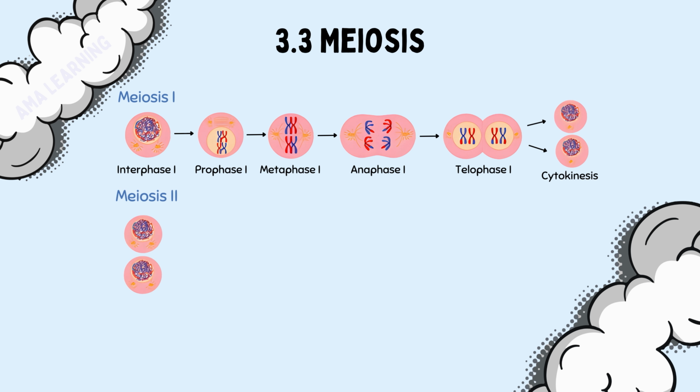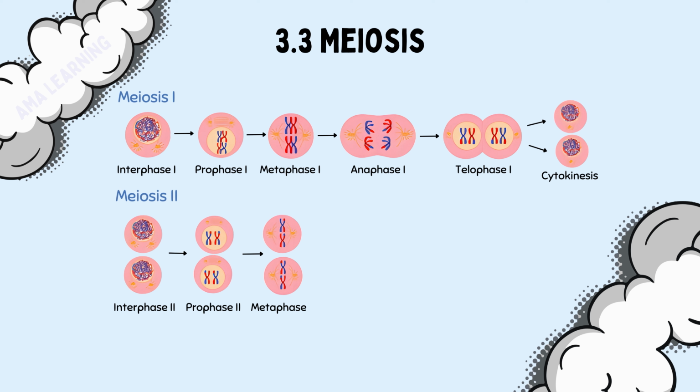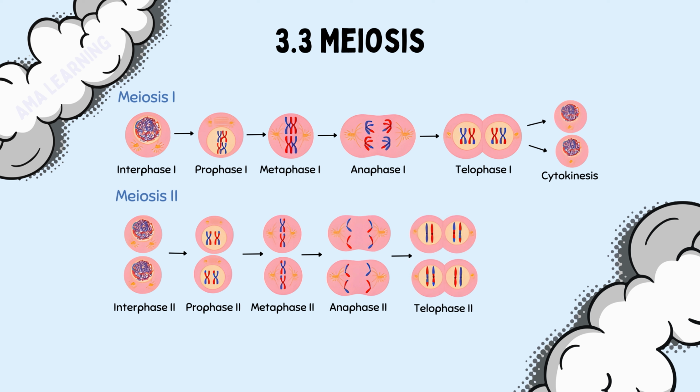The second division separates the sister chromatids, producing 4 haploid cells. A haploid cell contains a single set of unpaired chromosomes. In other words, it contains half the number of chromosomes the parent cell had. This means that in meiosis, the cell divides twice. This leads to the production of 4 genetically different daughter cells, each with half the number of chromosomes.